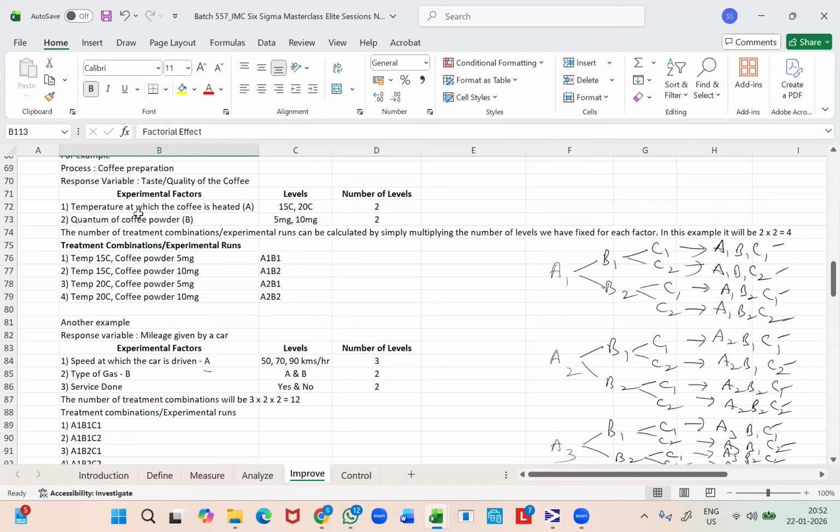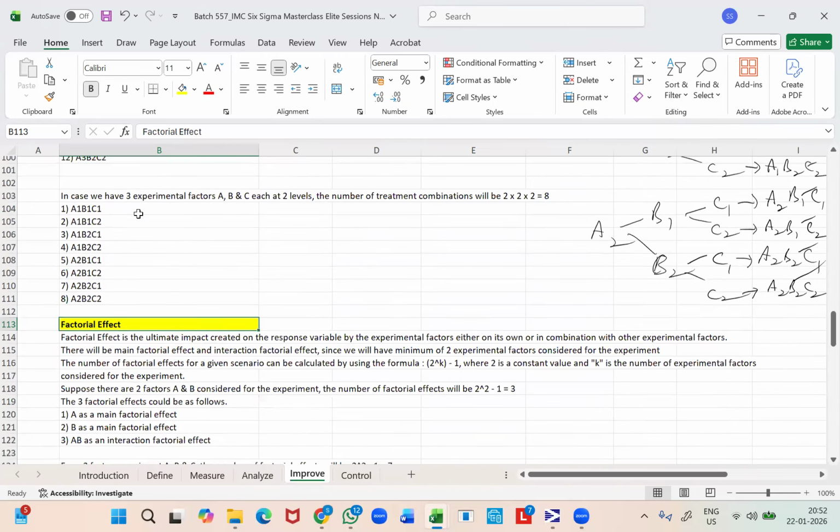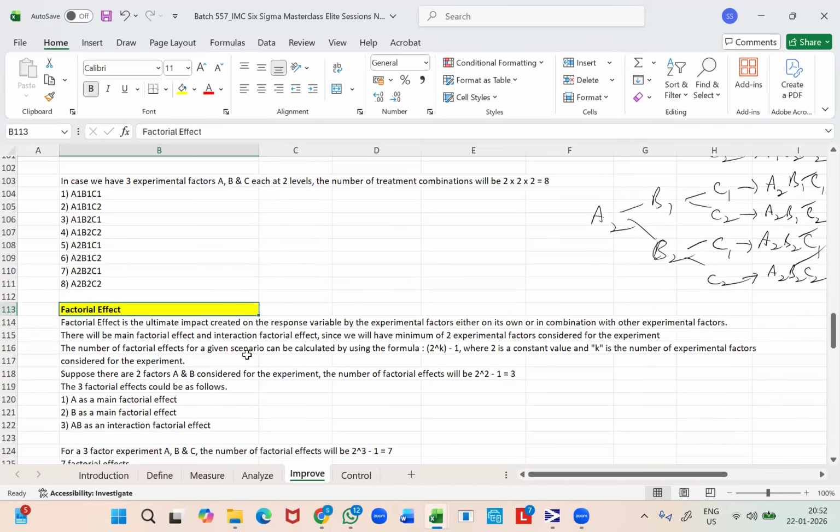And they will do a lot of mischief, right? So this is the interaction effect that we will be able to see. Similarly, when we have these experimental factors, sometimes they may not be impactful as a main factor, but they may be impactful as an interaction factor. So they may combine with some other experimental factor and then create that impactful effect as far as the response variable is concerned, right? So this is exactly what we have mentioned here as part of factorial effect.